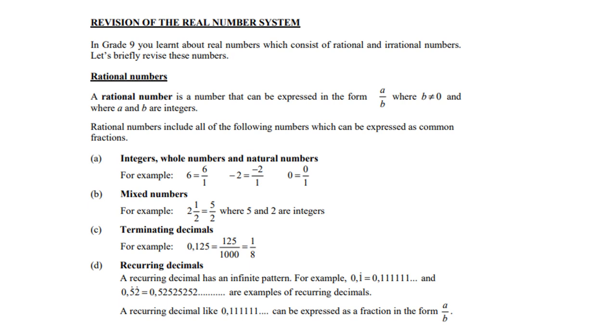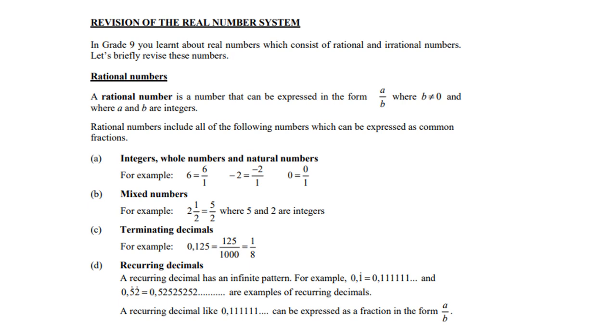Now, a rational number is a number that can be expressed in the form A over B, where, of course, B is not equal to 0, and where A and B are integers. Rational numbers include all the following numbers which can be expressed as a common fraction: integers, whole numbers, and natural numbers. For example, 6 is 6 over 1, negative 2 is negative 2 over 1, 0 is 0 over 1.